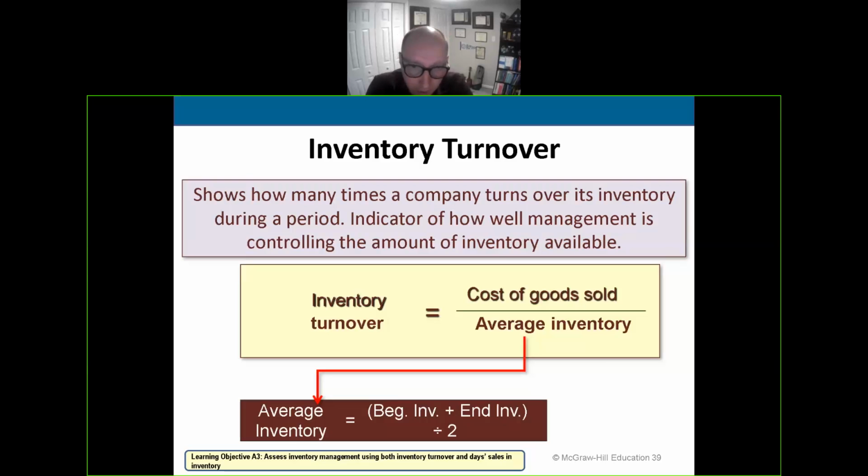Very good. It's a very good measure. We take the cost of goods sold divided by average inventory. Anytime you're looking for the average of something, we take the beginning balance plus the ending balance and we divide by 2.